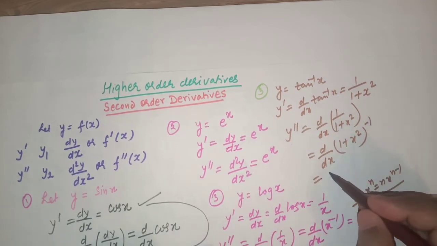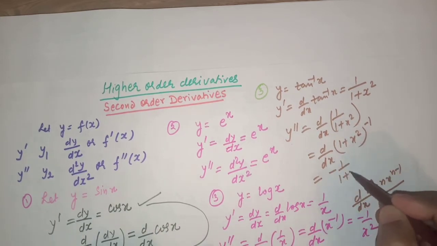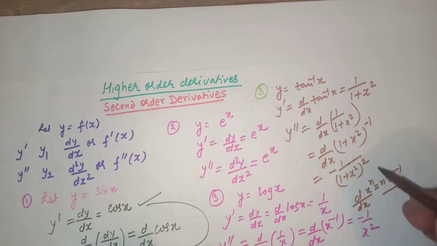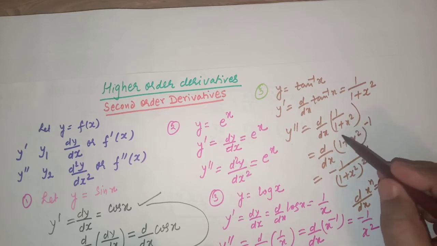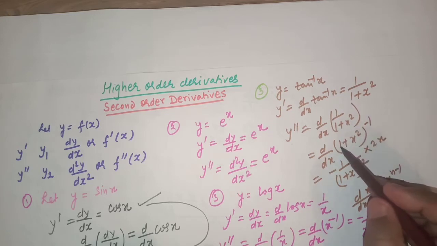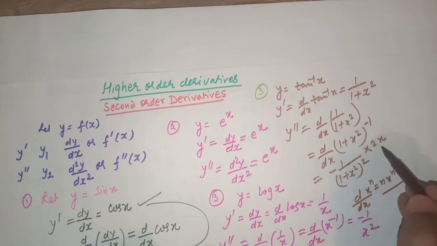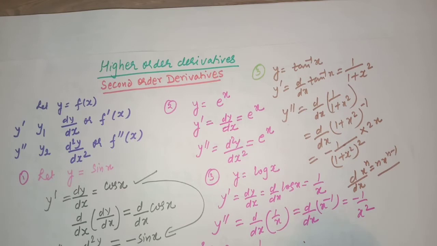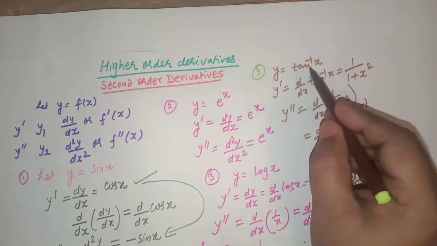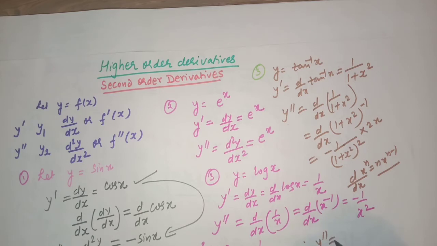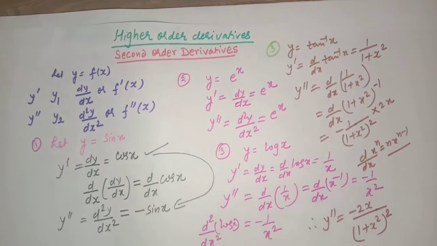So we get minus 1 over (1 plus x square) raised to power 2 multiplied by 2x, because the derivative of 1 is 0 and of x square is 2x. So this factor 2x has been obtained by using chain rule. Clear? So therefore the second order derivative of tan inverse x is minus 2x over (1 plus x square) raised to power 2.